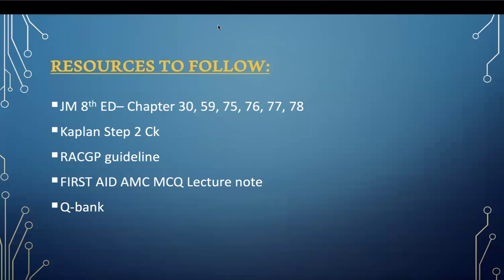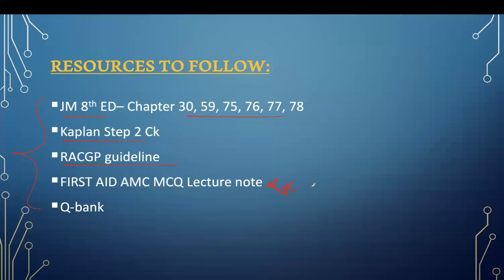Okay. So we were discussing the resources that you need to follow. Ideally, you need to make sure that you go through these topics. Normally you are supposed to finish John Murtagh. These topics will be discussed in the course. Kaplan Step 2, we will discuss the important topics, so you don't need to go through it alone. RACGP guideline is really important for any medicine topic. So if you have some time, go and have a look on Google.